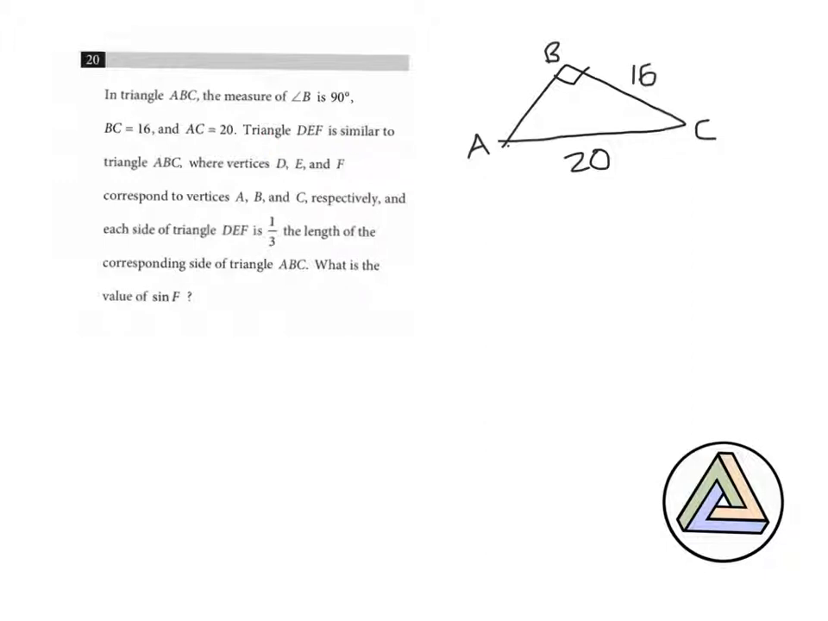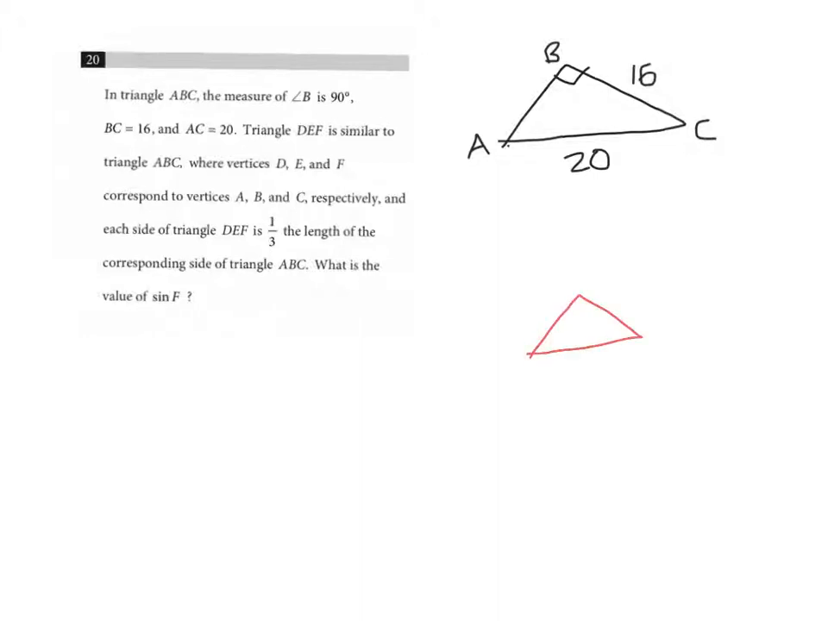Triangle DEF is similar to ABC, where the vertices correspond, and each side of the triangle is 1/3 the length of this. So DEF is a smaller triangle because apparently each side of DEF is 1/3 the length of this. So DEF maybe looks something like this. I don't know, DEF. And that's the 90-degree angle right here.